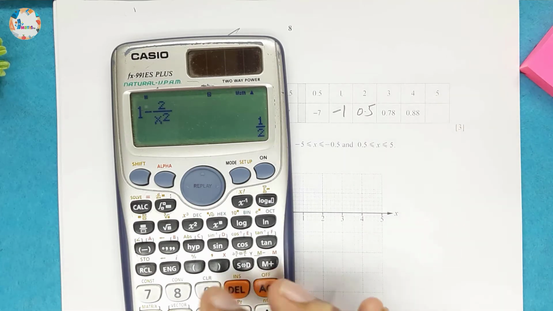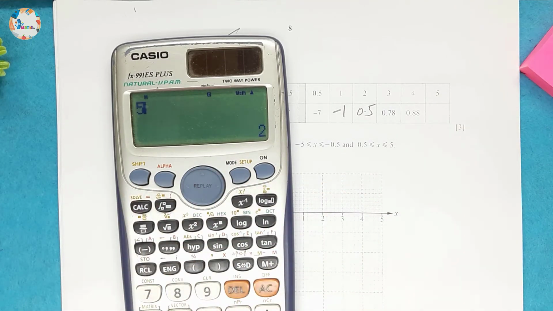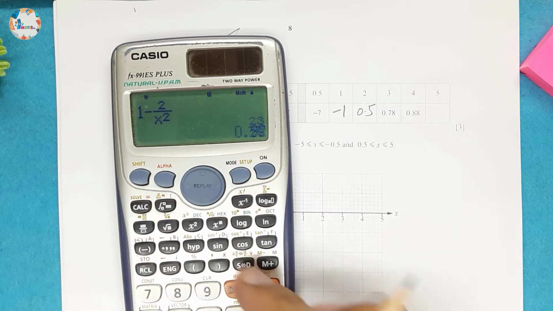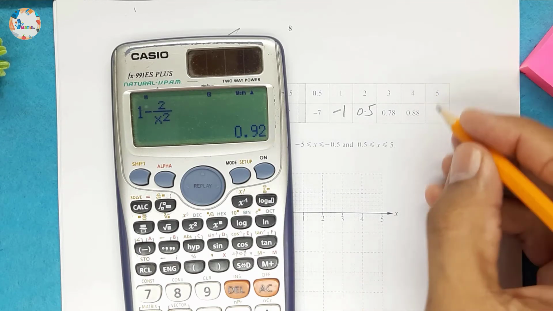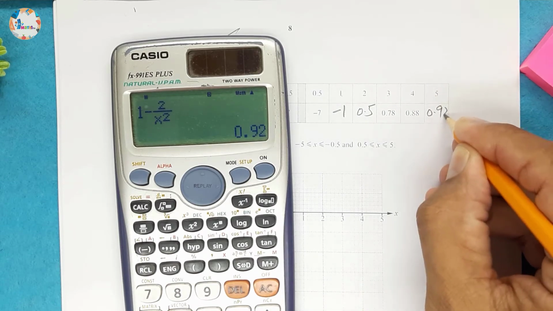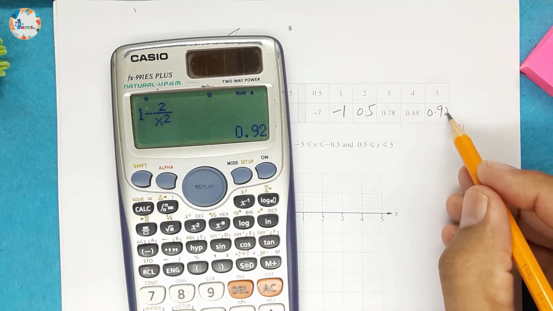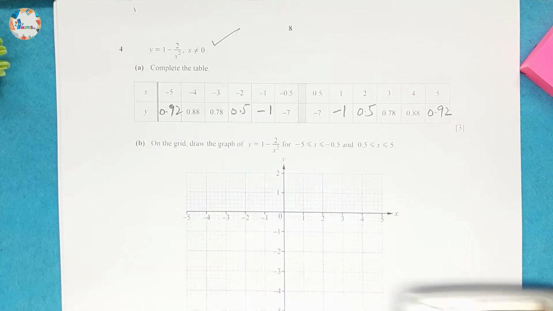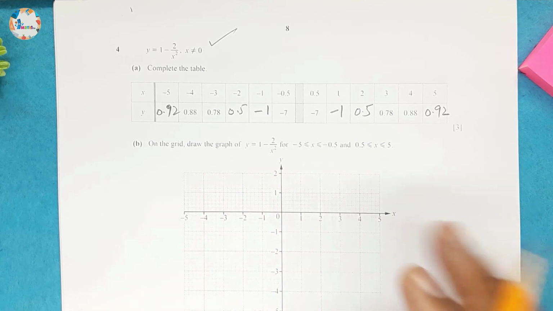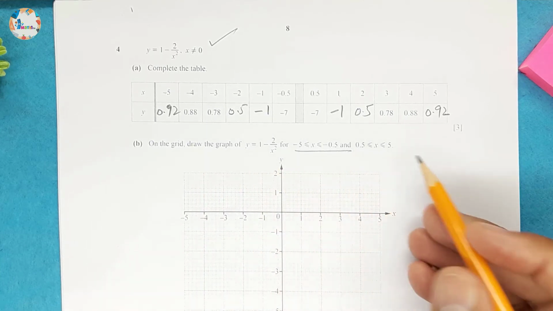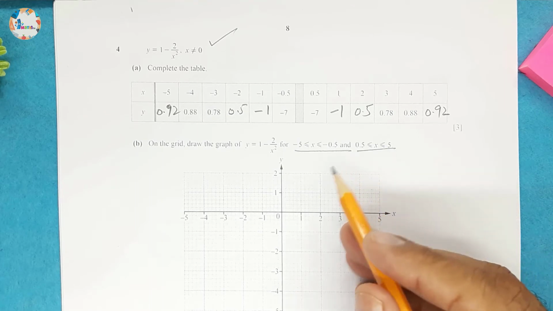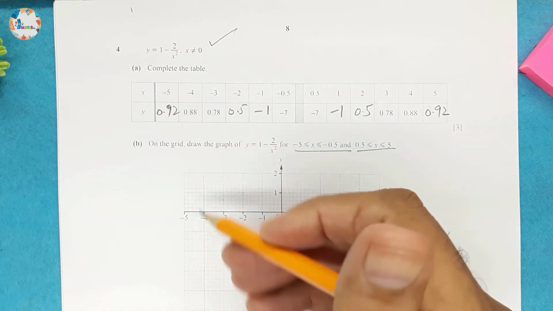And the last one is to calculate for x is equal to 5, this is equal to 0.92. So the table we have basically easily completed with the help of a calculator. Now on the grid, draw the graph of this one from -5 to this one and this to this. So these ranges, these points we have to identify.